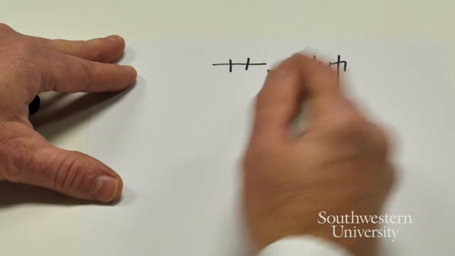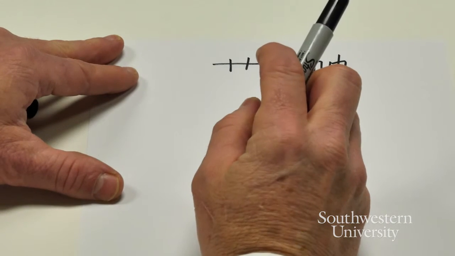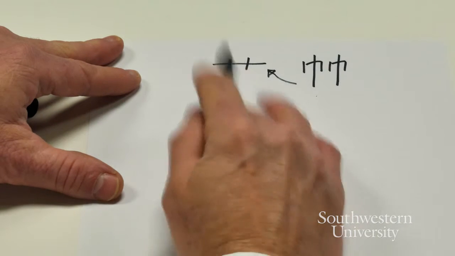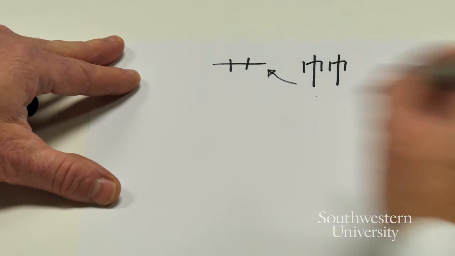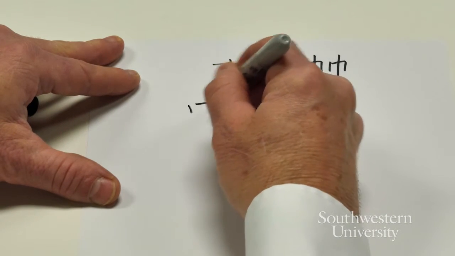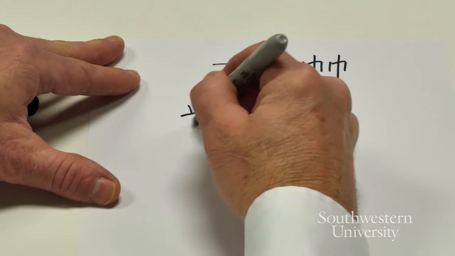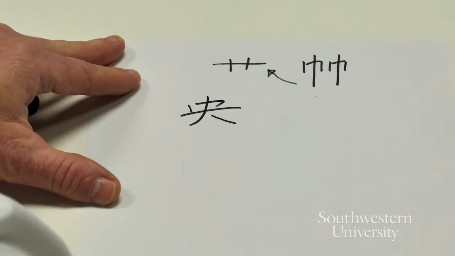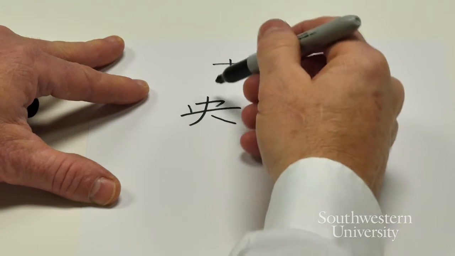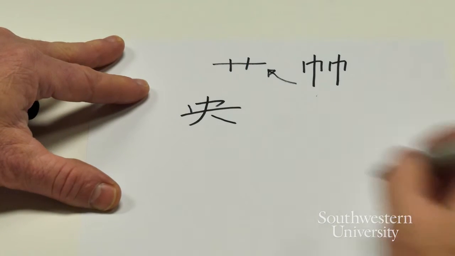When you see this component on a character, that means that at some point it had something to do with plants. The bottom part is phonetic, usually pronounced yāng in modern Chinese, meaning central, and you can sort of see an indication of centrality.